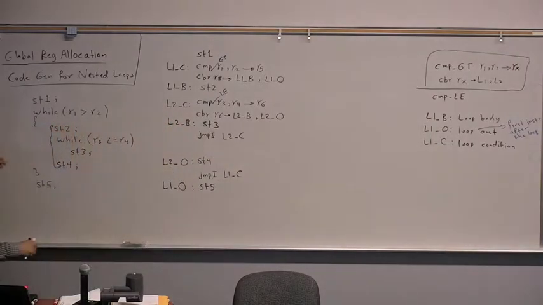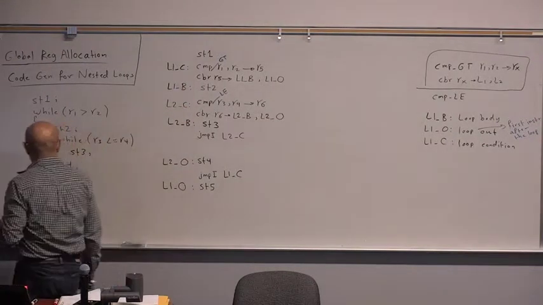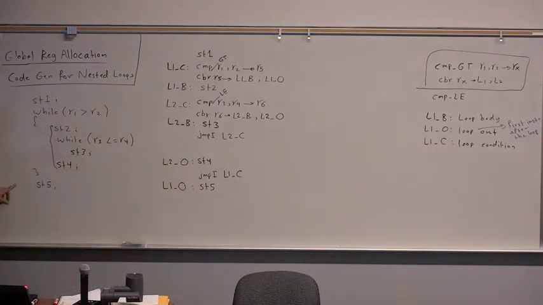And then statement 4 is the out of the inner loop. Then I need a jump immediate for the outer loop. And then I will need the out statement for the outer.